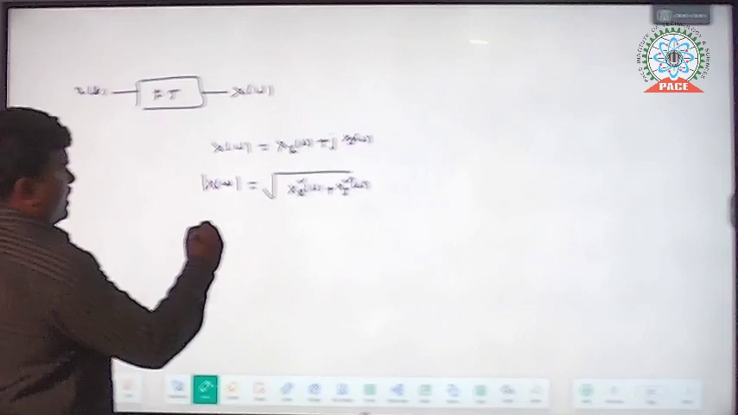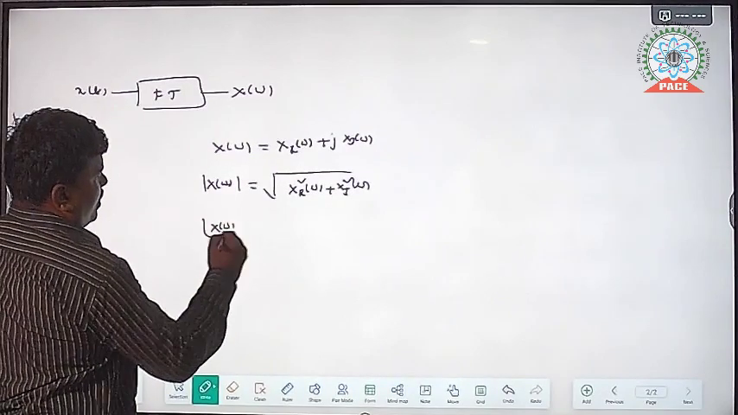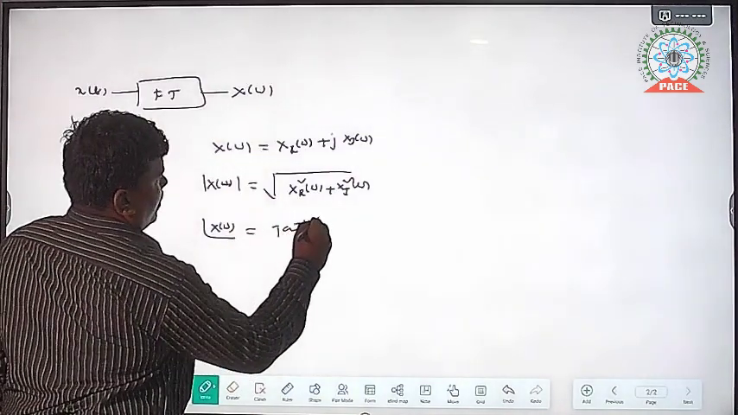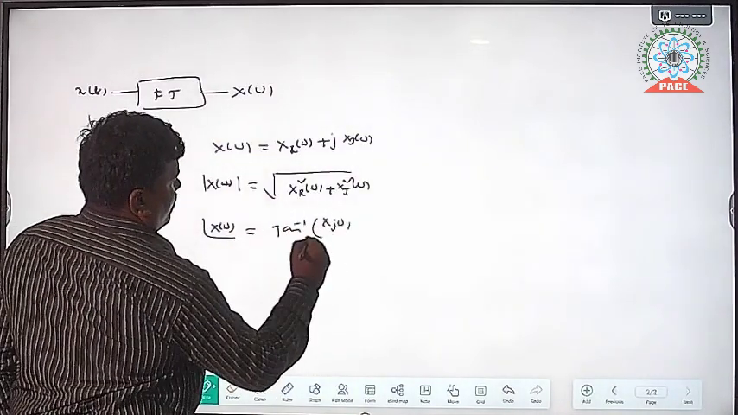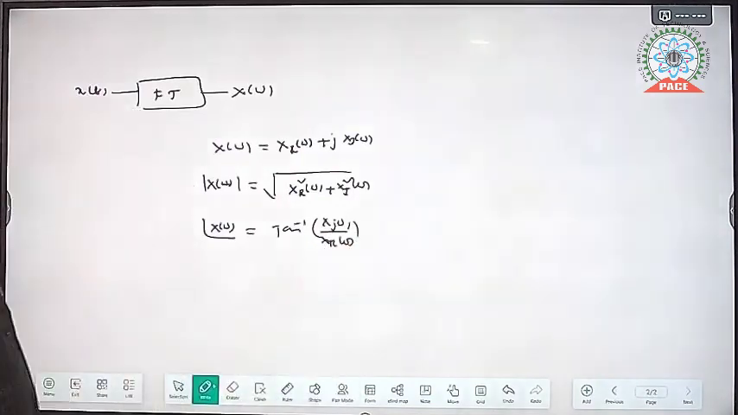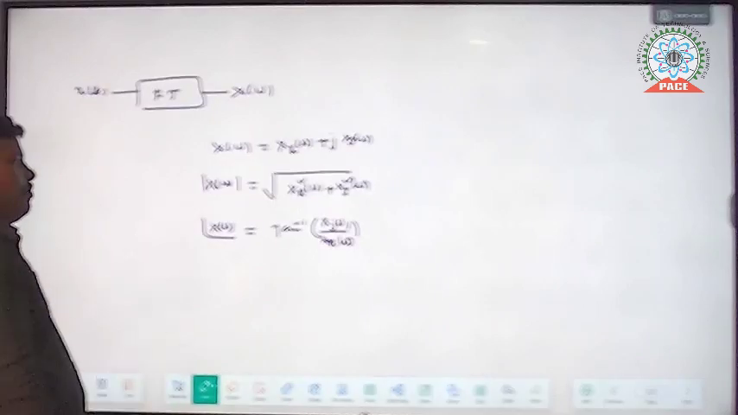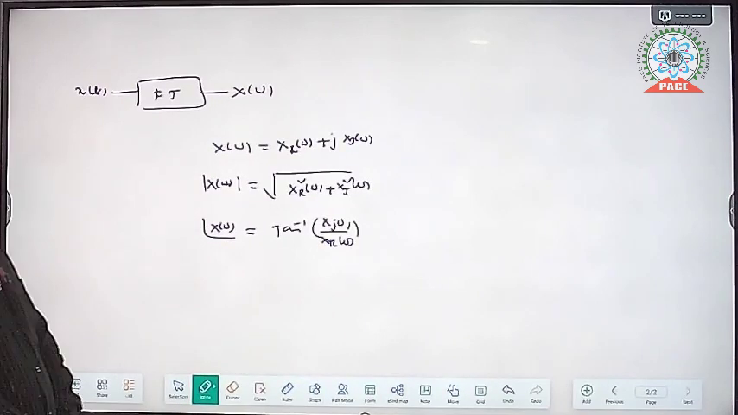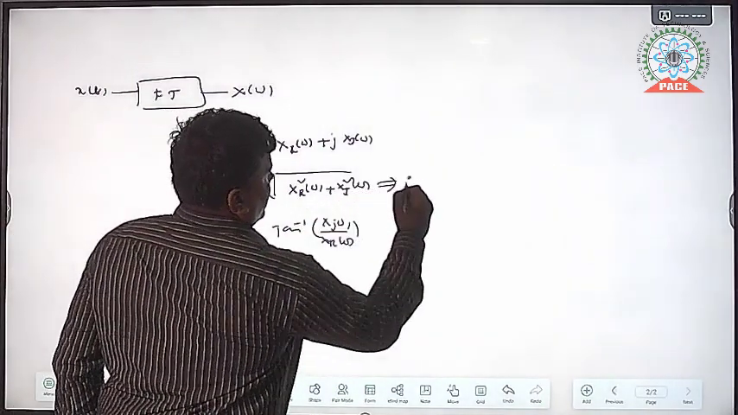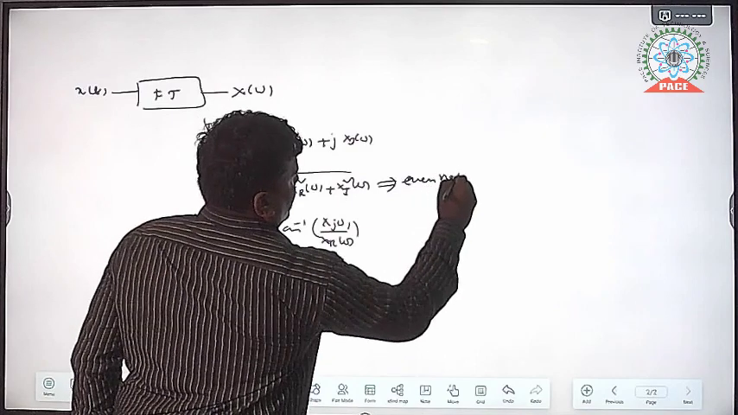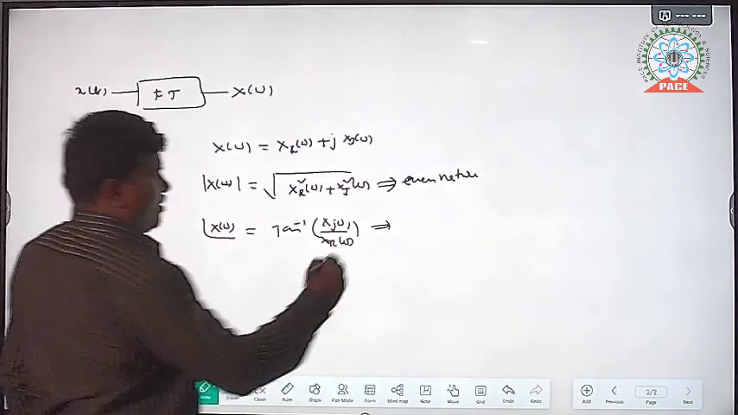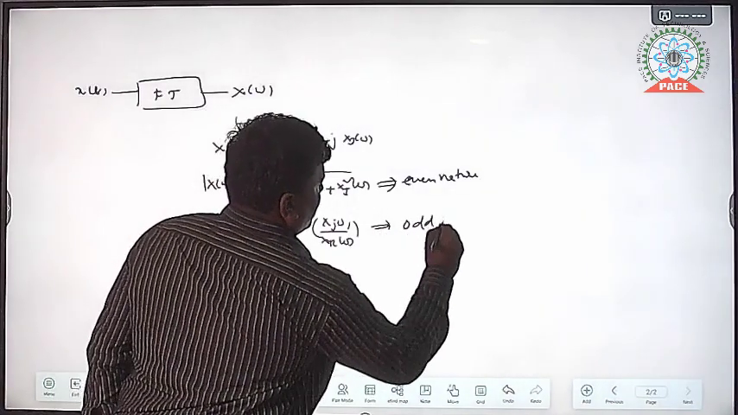For the phase of the signal, the angle of x of omega equals tan inverse of the imaginary part by the real part. So the signal has a real part and an imaginary part. Whenever we apply the Fourier transform, the magnitude spectrum is even in nature, and the phase spectrum is odd in nature.